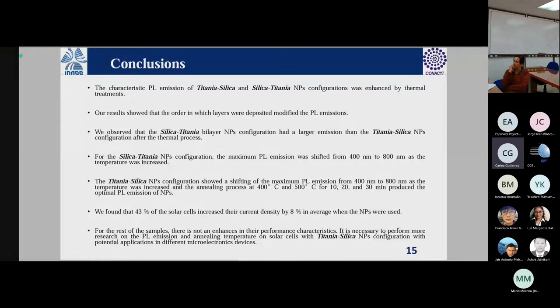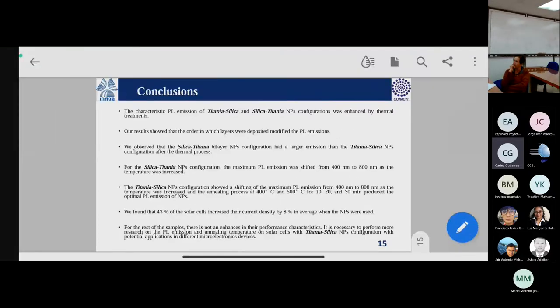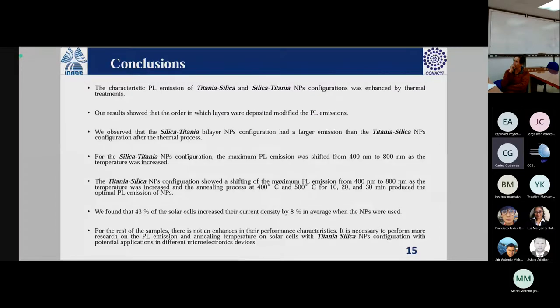For the silica titanium nanoparticle configuration, the maximum PL emission was shifted from 400 nanometers to 800 nanometers as the temperature was increased. The titanium silica nanoparticle configuration showed a shifting of the maximum photoluminescence emission from 400 nanometers to 800 nanometers as the temperature was increased, and annealing process at 400 Celsius degree and 500 Celsius degree for 10, 20, and 30 minutes produced the optimal photoluminescence emission of the nanoparticles.